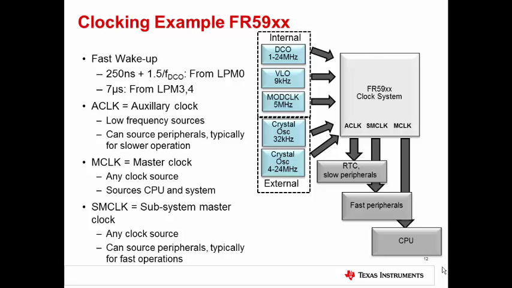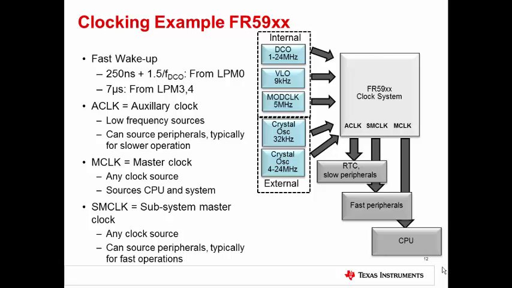Each one of these clocks has different sources, which can be internal or external, and the actual sources depend on the MSP430 family and derivative. But the example in this slide shows the clock system for the MSP430 FR59XX. The usual trade-offs between these clock sources are maximum frequency, accuracy, cost of the area in the case of external crystals, and of course power consumption.